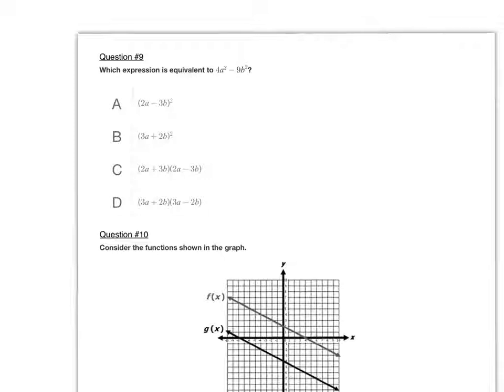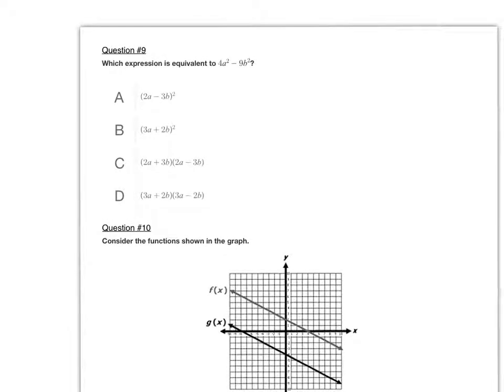Okay, so looking at question 9, which expression is equivalent to 4a squared minus 9b squared? So this is very similar to a question that we had in part 1. So you have to be careful. Recall that a squared binomial really means that you're taking 2a minus 3b and multiplying it to itself. It will have a middle term. It's going to have 3 terms. It's not going to have 2.